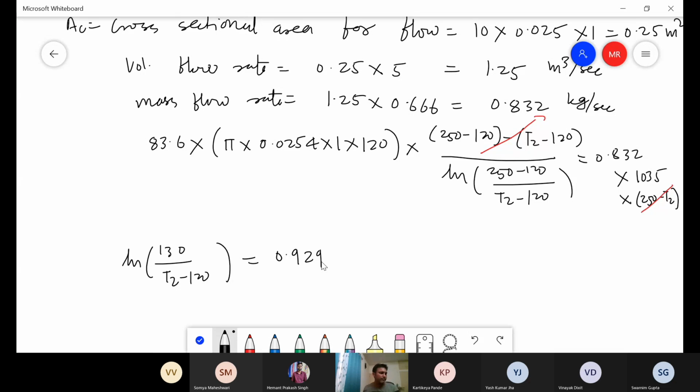0.929. That is what we are expected to get. Check whether this is correct. And if we rearrange this, what we are going to get is T2 comes out to be 171 degrees Celsius. Just check whether this is correct.